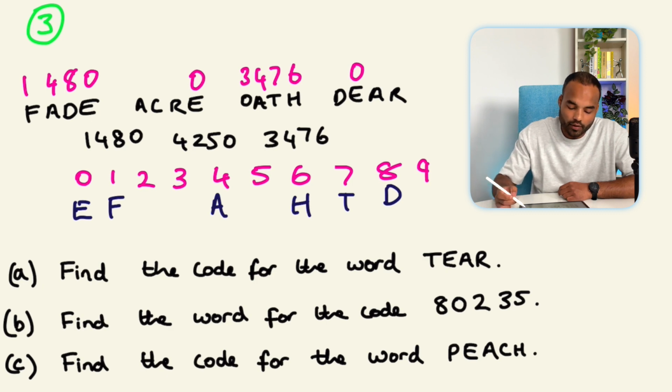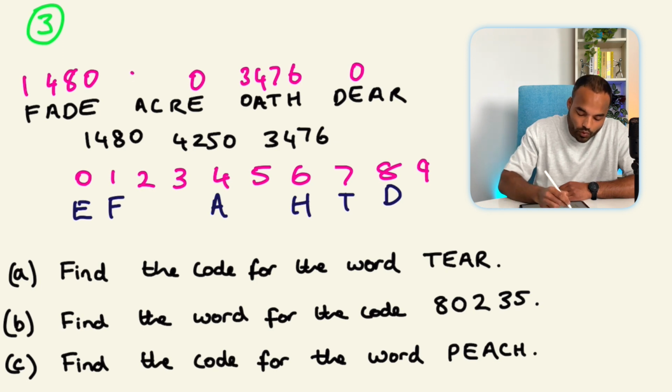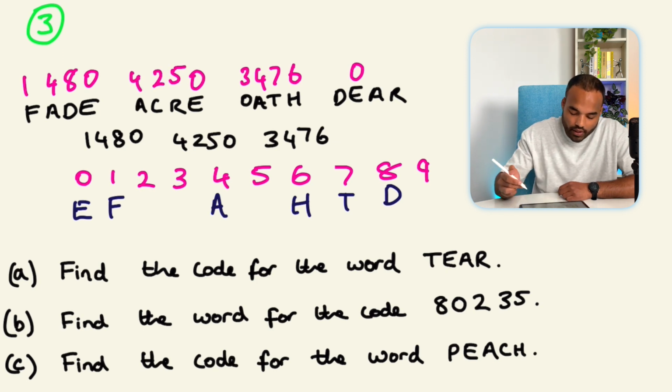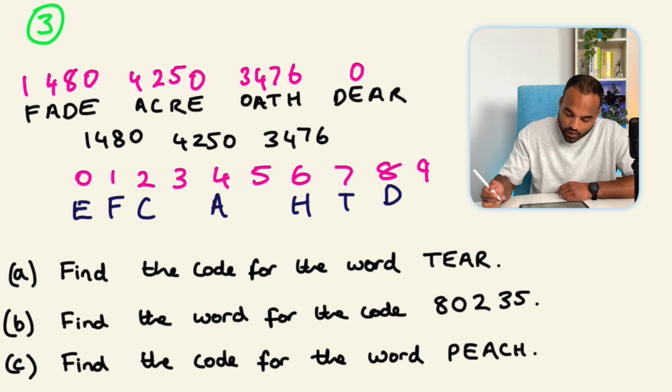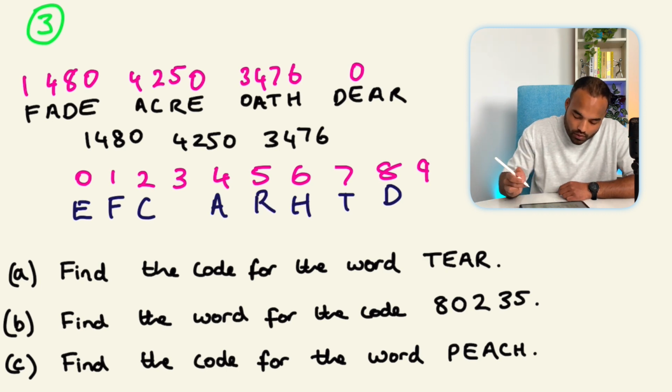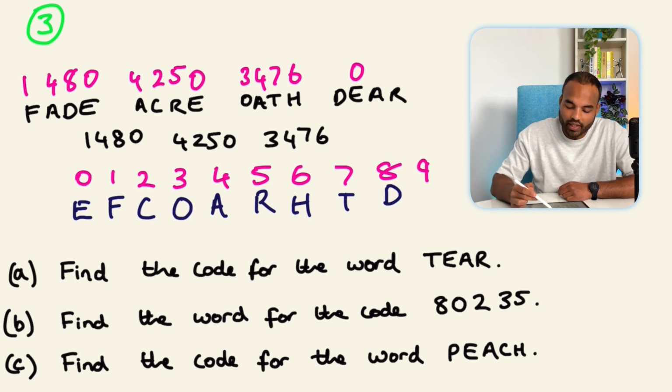And then for acre, acre must be 4250. Again, you can fill in your magic box. So C is 2, 5 is R, and 3, we didn't fill in before, but 3 is O. So you can see we don't have a letter for 9. I'll come back to that in a second. But we're now in a position to answer questions A and B.